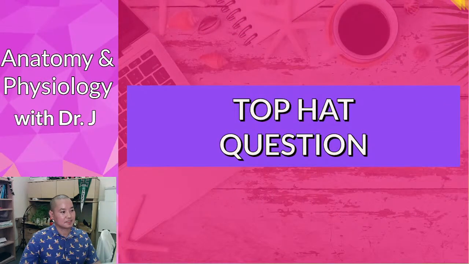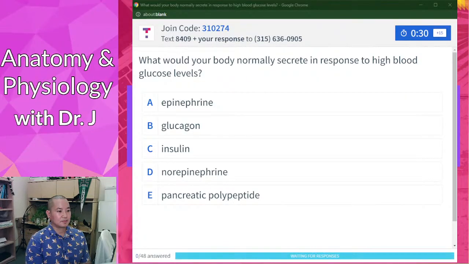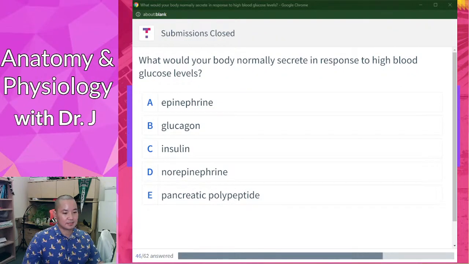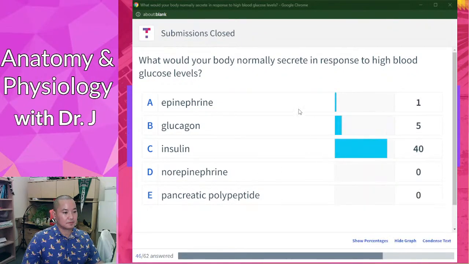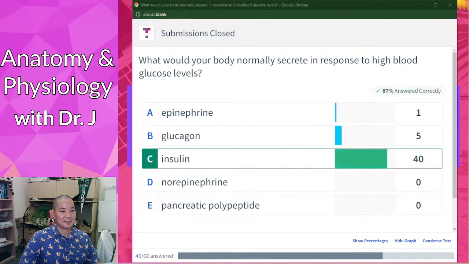All right, so let's put this all together. What would your body normally secrete in response to high blood glucose levels? So all those cartoons, why did I show it over and over again? Well, what would your body normally do to bring blood glucose levels back to normal? Okay, so the hormone we're talking about is what we've been talking about for the past dozen or so slides, right? So insulin is going to lower blood glucose by causing those glucose transporters to appear on the surface of cells, thereby moving glucose from the bloodstream into cells.